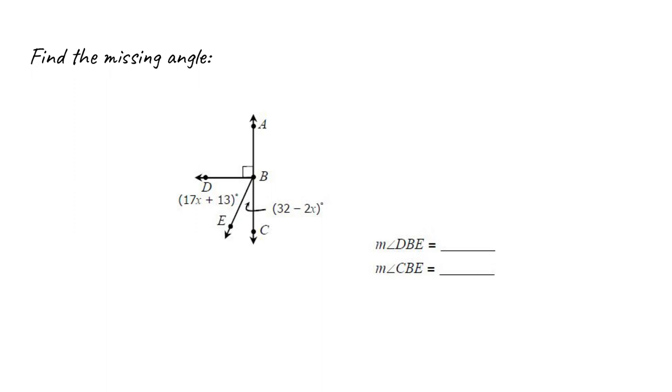So let's look at this example here, okay? We will need to find the missing angle. Well, let's see, we need the measurement of DBE, so this angle, and then we need the measure of CBE, this angle right here. Looking at what I know, let's figure out what we need to do. So this right here is the yellow angle. This would be the blue angle.